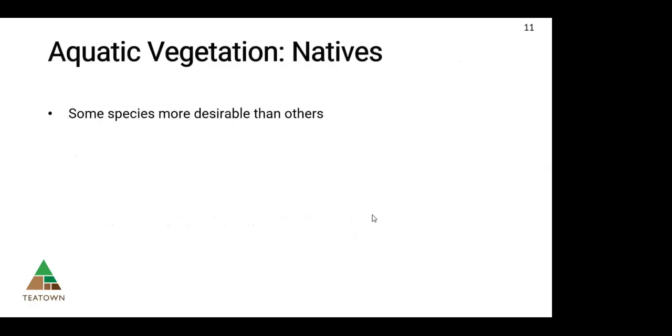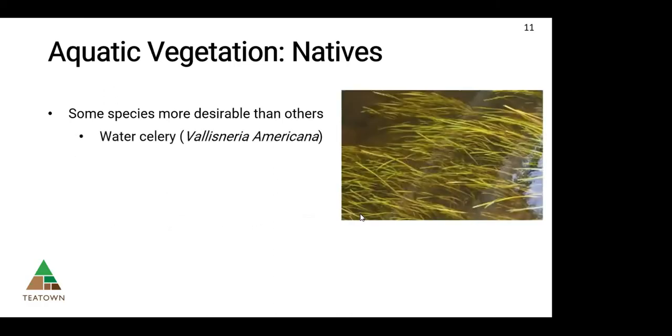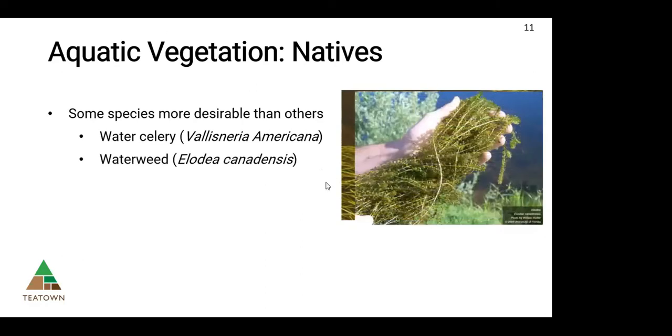So some species of natives are more desirable than others, obviously, so I wanted to touch on those briefly. Water celery, as I mentioned, it's really important if you have this species that you're aware of it because it's great habitat. Just by looking at it, you can tell the structure is a lot simpler than some other plants, and there's a lot of open space available. It's not very tall, so it's low growing. So it's great habitat for fish and great for that equilibrium fish community.